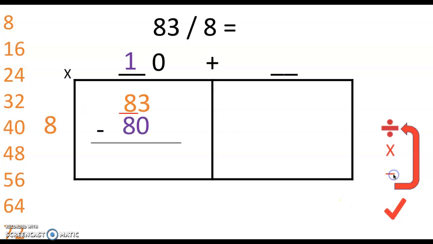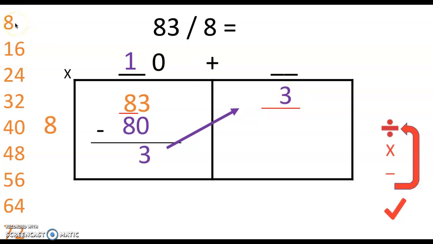Then we'll subtract. 83 minus 80 is 3. Our next step would be to repeat. So we're going to bring that into our next box to be able to repeat. So let's divide. We have 3 divided by 8. What's the closest we can get to 3 without going over?